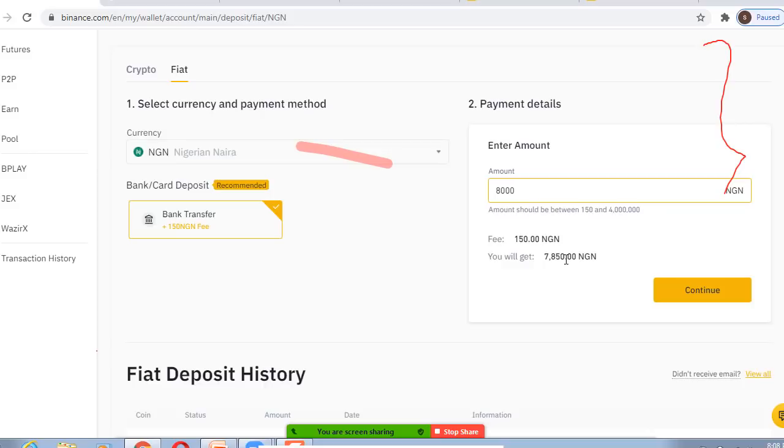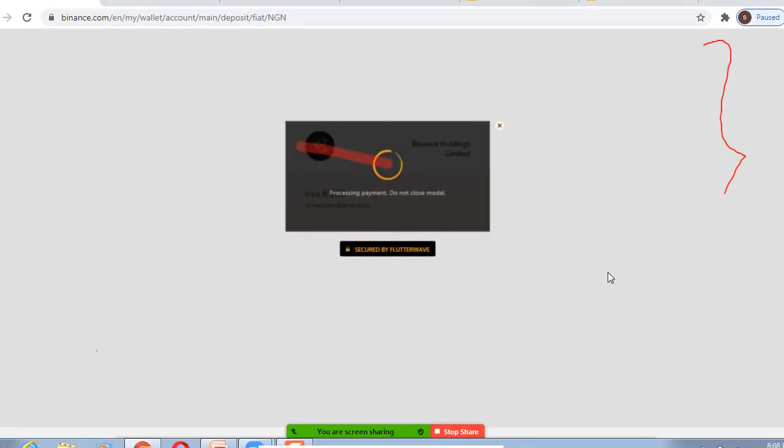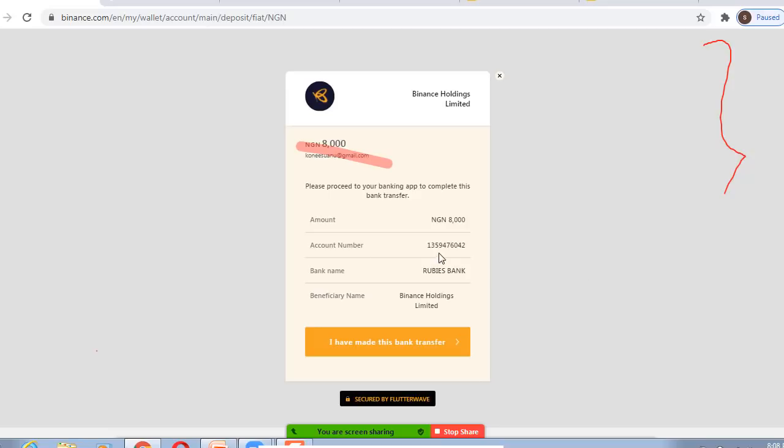So what I will do is I will click on continue. I've done this over and over again, if I show you my chart. Now, what I will do is I will send this money to this bank, this exact amount to this account number. It's very important.